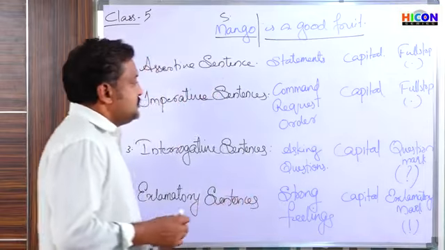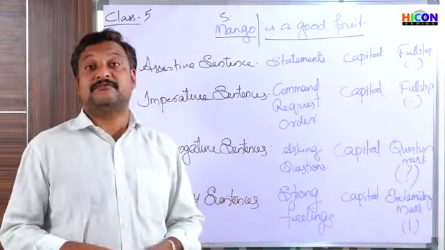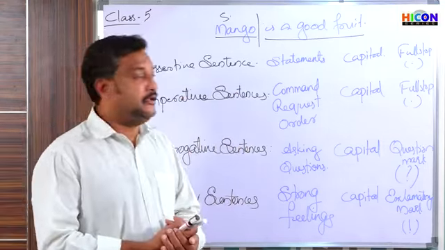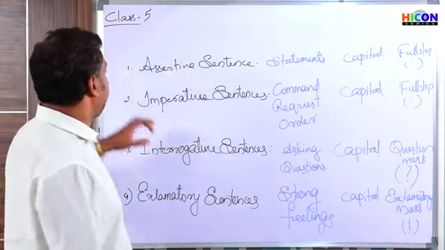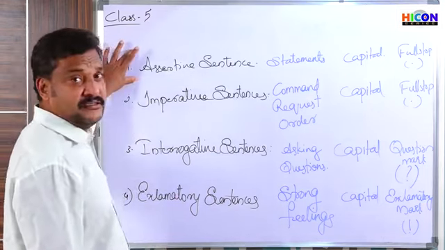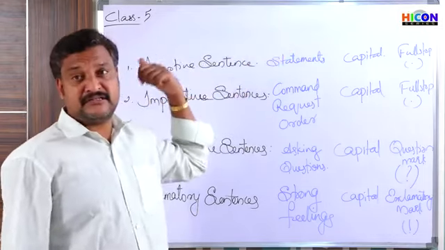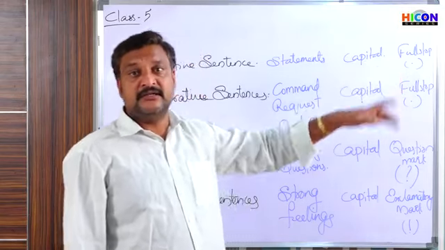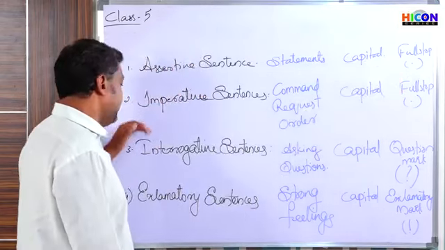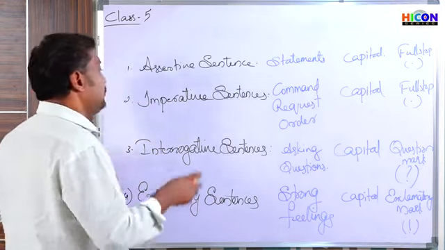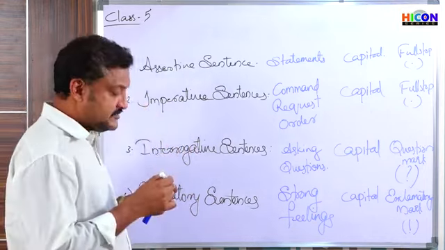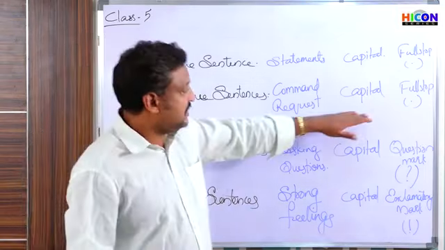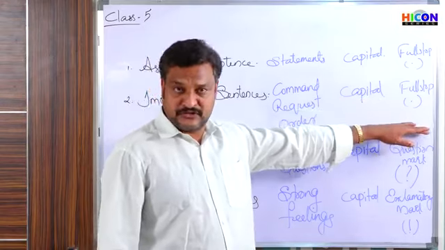So these are the four types of sentences we have. The first type of sentence is called an assertive sentence. They are simple statements. They start with a capital letter and end with a full stop. The second type of sentences are imperative sentences. They are used for expressing commands, requests, orders, etc. They also start with a capital letter and end with a full stop.